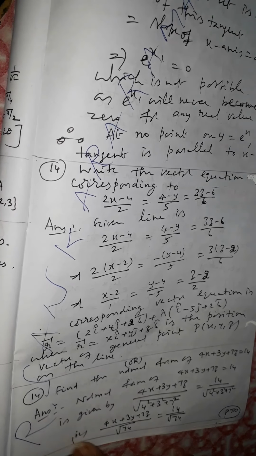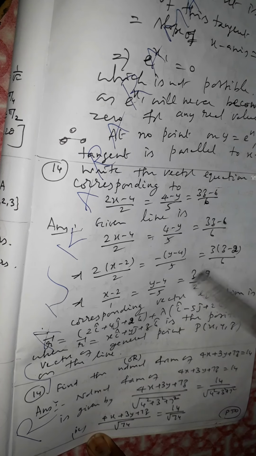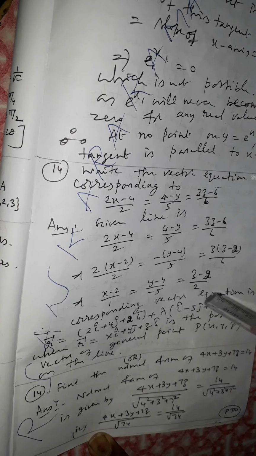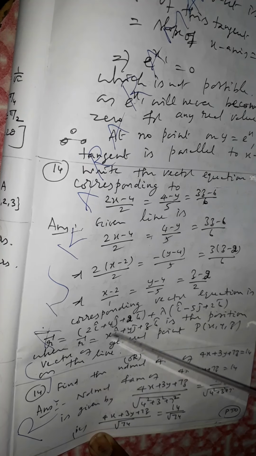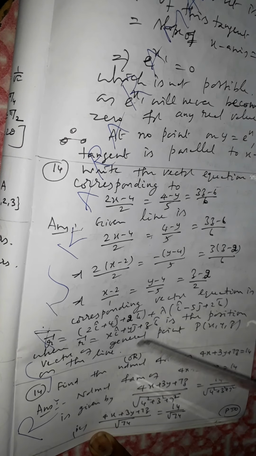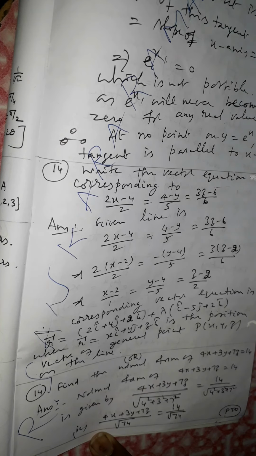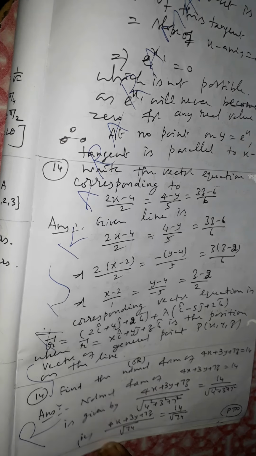Okay, therefore, I end up with the corresponding vector equation given by r vector equal to 2i plus 4j plus 2k plus lambda times (i minus 5j plus 2k), where r vector equal to xi plus yj plus zk is the position vector of the general point P (x, y, z) in the line or on the line, either way you can write.